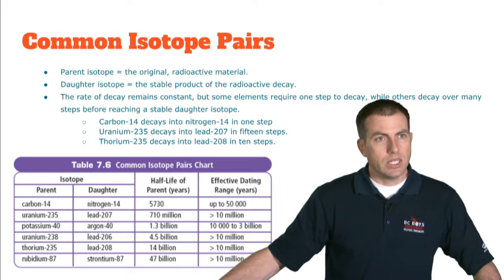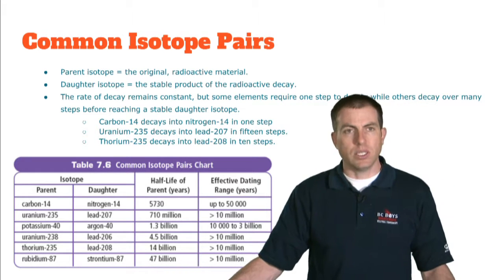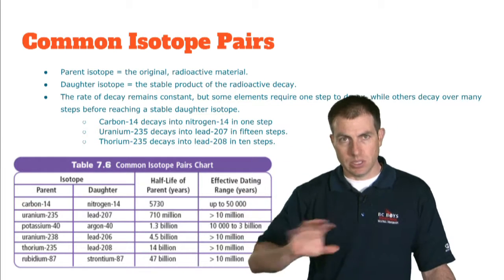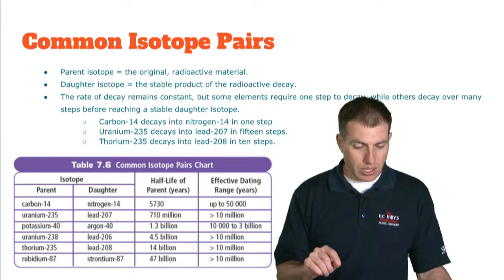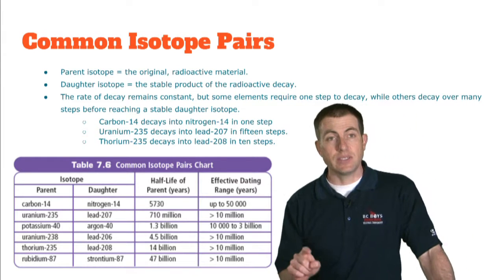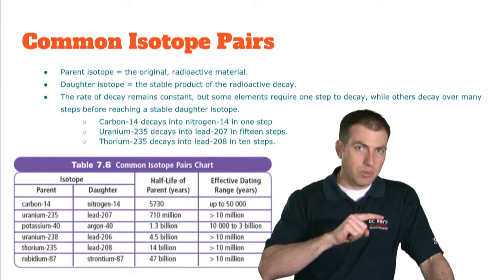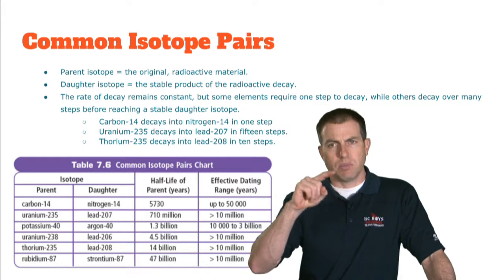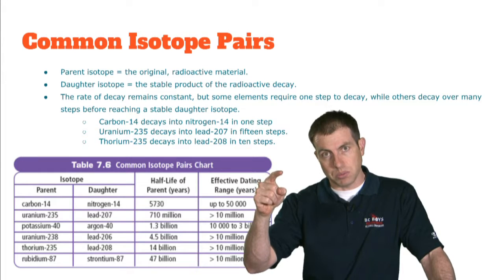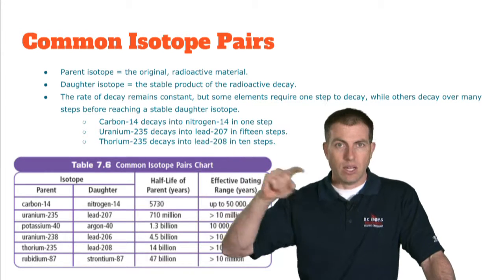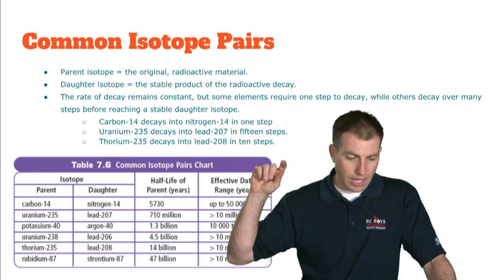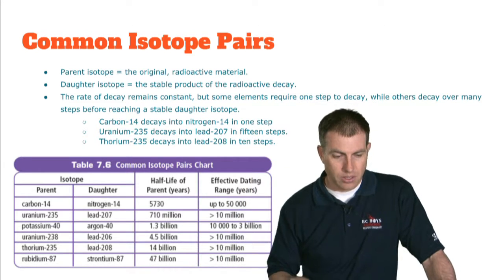So carbon-14 decays into nitrogen-14 in one step. It emits one beta particle, it goes from carbon to nitrogen. Done. If you look at something like uranium-235, that takes 15 steps. So it'll change from uranium-235 into, I think, polonium, and then it goes back to uranium, and then it goes back to a different isotope of polonium, and then it goes down, and it'll eventually end up as lead. But it takes 15 steps to get there.